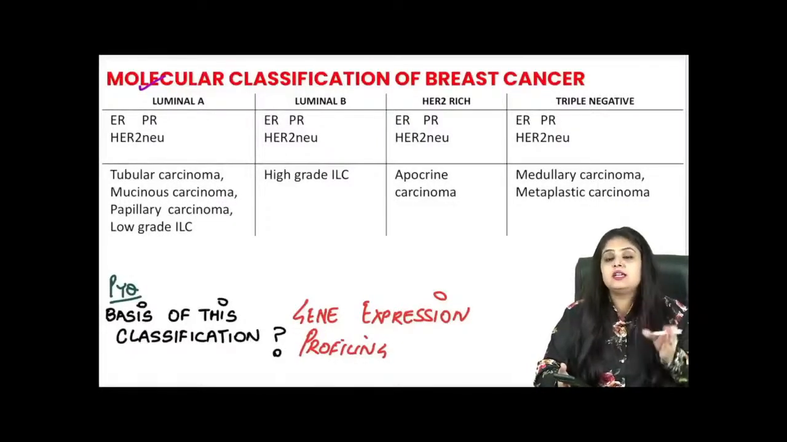How did this happen? Ma'am, although over here you are writing ER, PR, HER2/neu everywhere, how are ER, PR, HER2/neu measured? In the previous question it was written. It is measured by immunohistochemistry.